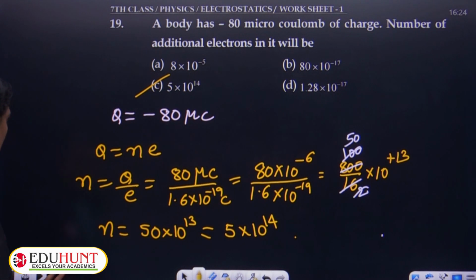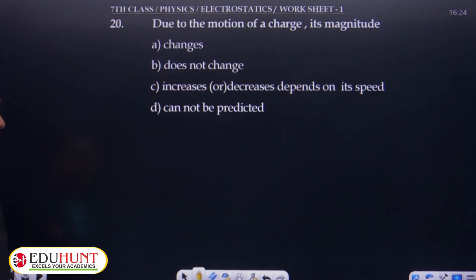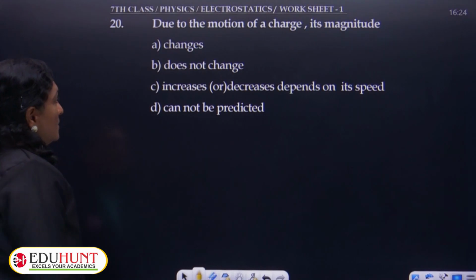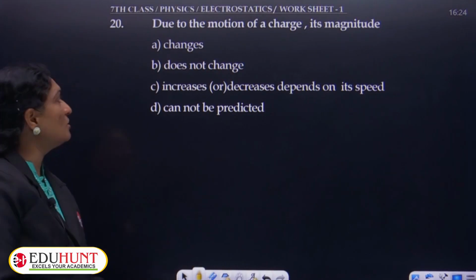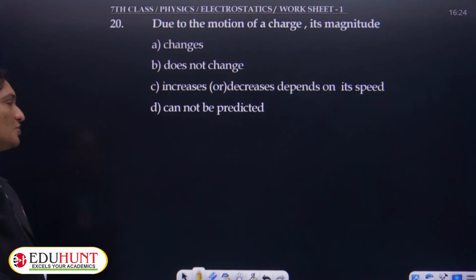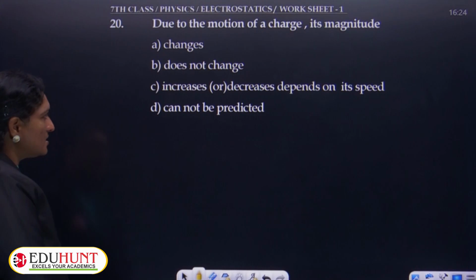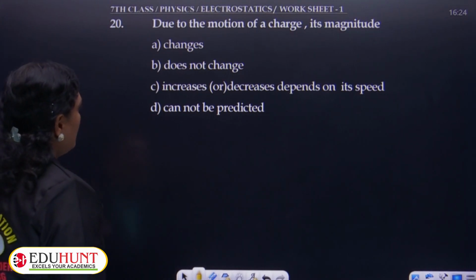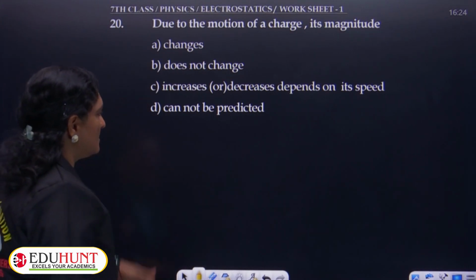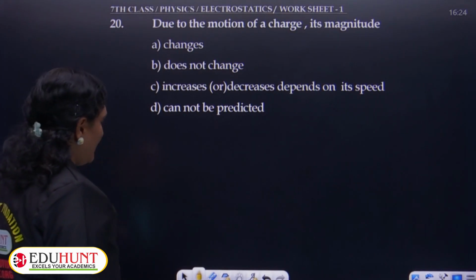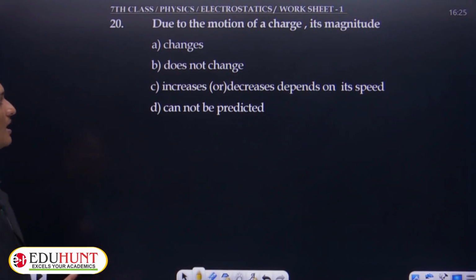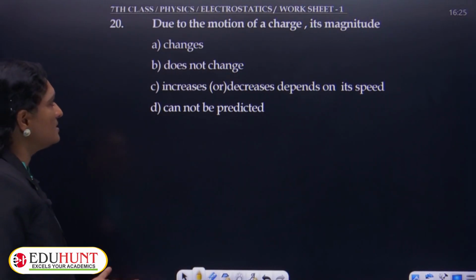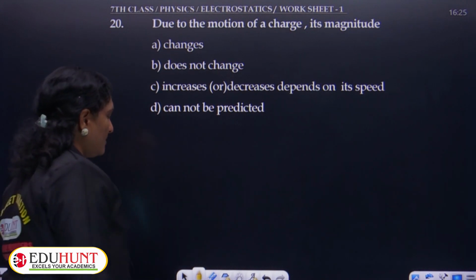Okay. So, now moving to the next one, question number 20. Due to the motion of a charge, its magnitude changes, does not change, cannot be predicted, or increases or decreases depending on its speed. Does its magnitude change or not? So, what would be the correct answer, children?